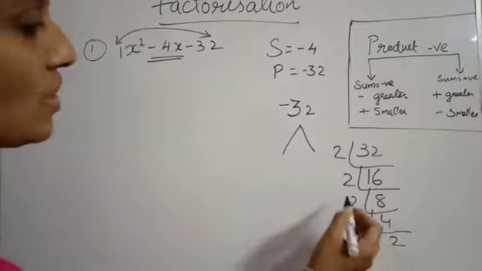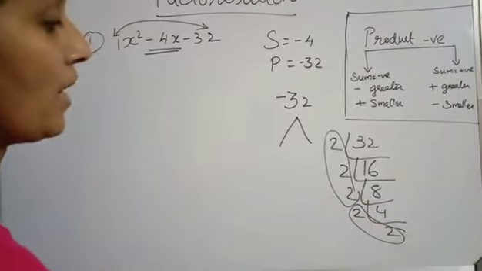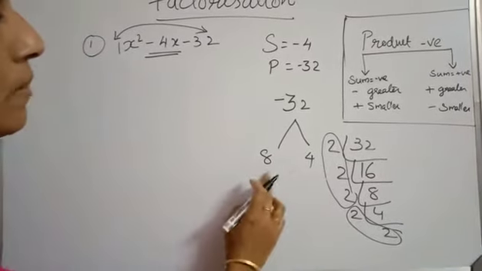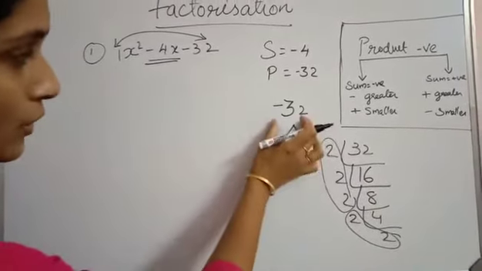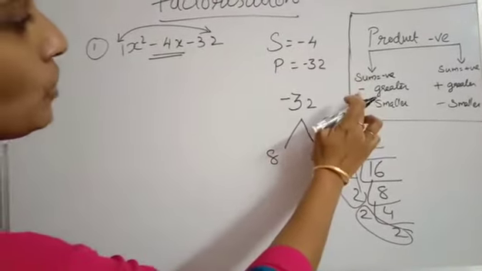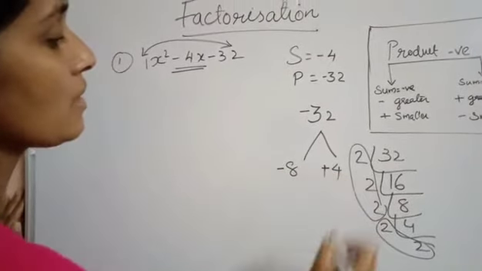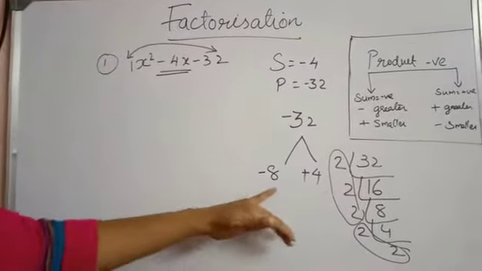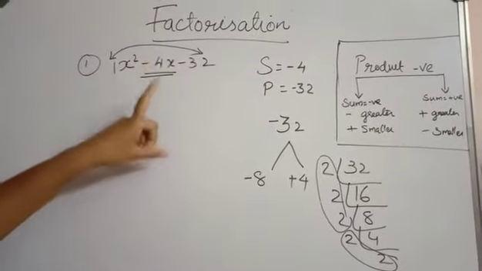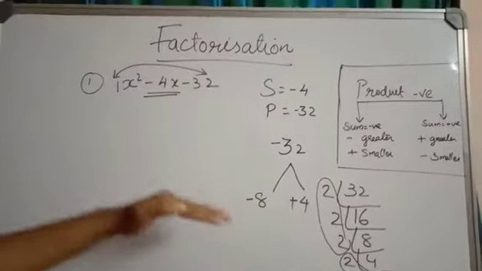So what I'll do is I'll consider 8 in one group and 4 in another group. If you multiply these two terms, 8 and 4, 8 4s are 32, I am getting. Since the product is negative and the sum is negative, I will have to give the negative sign to the greater number here. So this will be minus 8 and this is plus 4. Look at that. If you add these two numbers, you are getting minus 4 as the sum, and when you're multiplying these two, you're getting minus 32. Now it's easy for us to factorize.